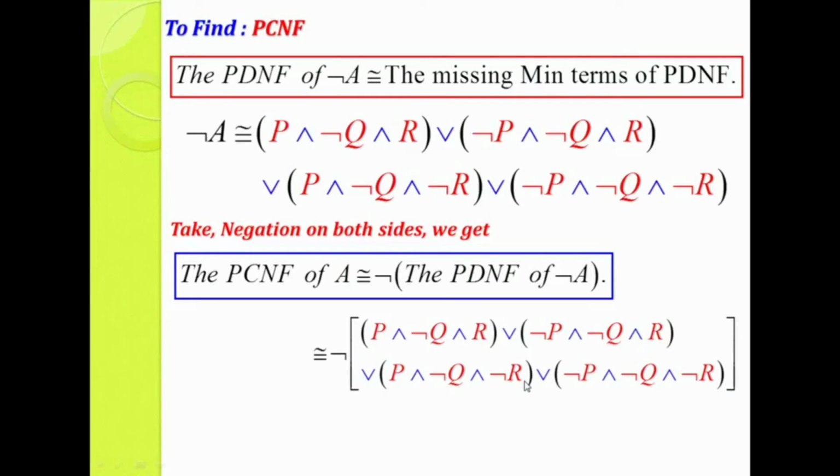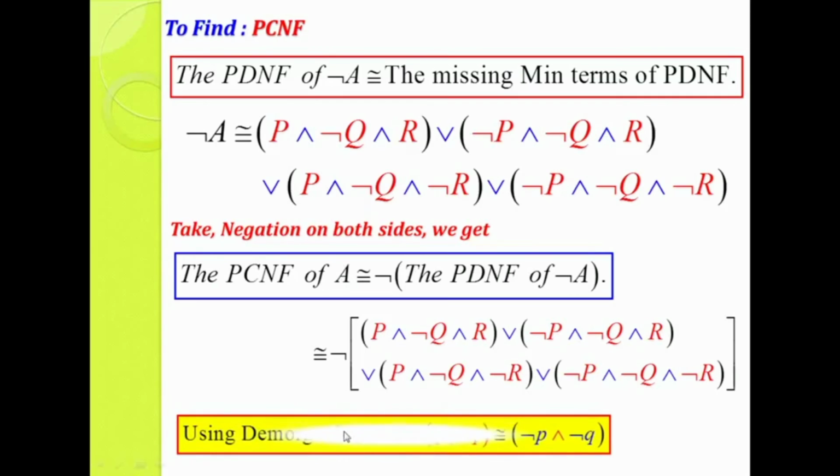Okay. So now using De Morgan's law. What is De Morgan's law for two variables? Negation of P or Q can be written as negation P and negation Q. Here we have four terms: consider this is one term, this is second term, third term, fourth term. How to write De Morgan's law for four variables, which means negation of P or Q or R or S is negation P and negation Q and negation R and negation S.